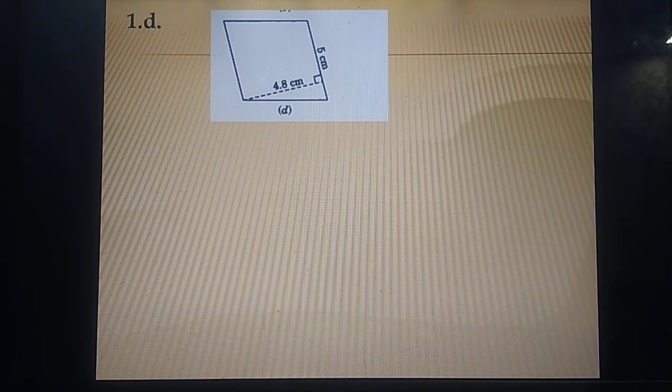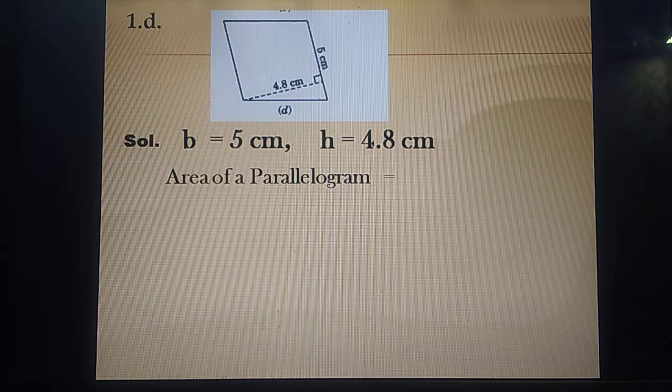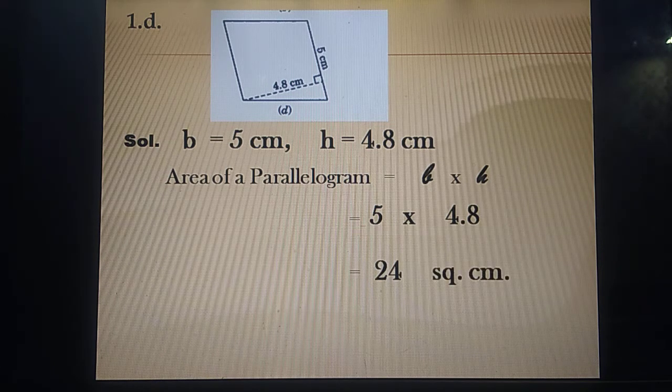Next figure. Perpendicular is falling on 5. So 5 is base and H is 4.8 centimeter. Area of parallelogram will be B into H. B is 5, H is 4.8. We will get the final answer as 24 square centimeter.